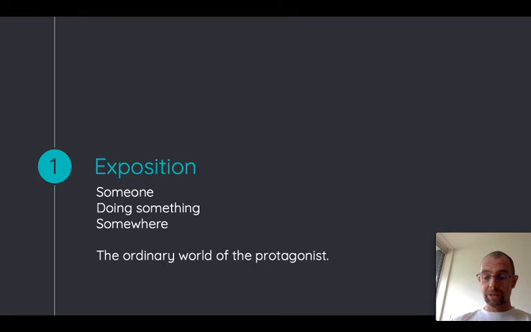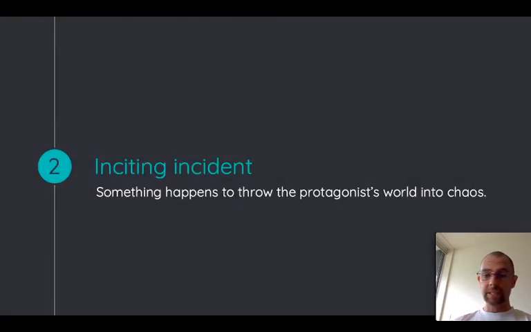Because what's going to happen next is the inciting incident, and this is what kicks the story into motion. It's what throws the protagonist's world into chaos, and that's really the start point of the story. So if we think about Spider-Man, that's Spider-Man getting bitten by the spider.